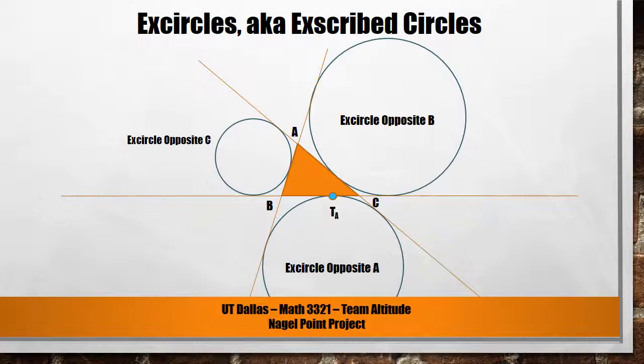They are also tangent to the sides of the triangle. Now, for a curve to be tangent to a line, it has to just touch the line at one point without crossing. So the X-circle opposite A is tangent to side BC at point TA, the X-circle opposite B is tangent at point TB, and the X-circle opposite C is tangent at point TC. Now, the X-circles are also tangent to the extended sides at the points shown here. So each X-circle is tangent to 3 points. That's what makes the circle so special. Now what can we do with these?